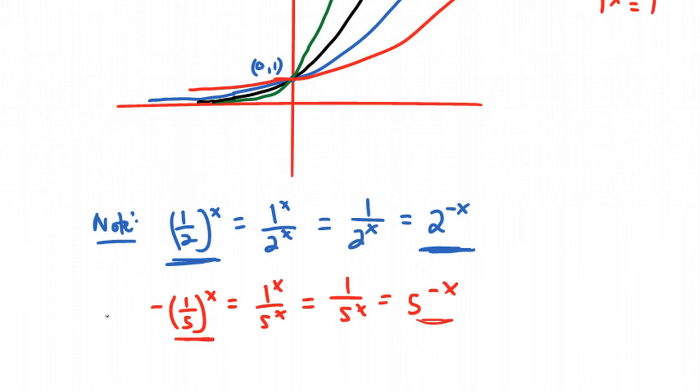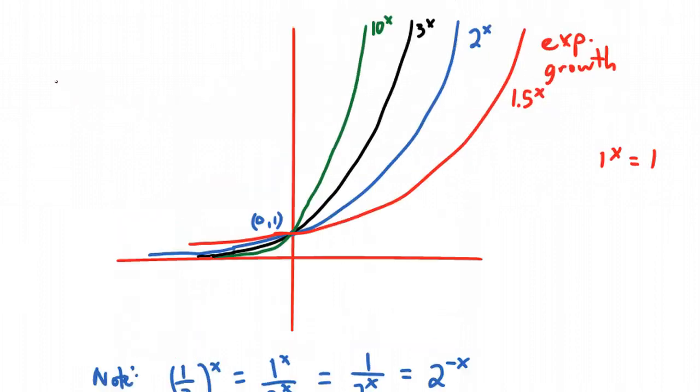And by the way, you could write these as decimals. 1/5 is 0.2, so 0.2 to the x, and 1/2 to the x is 0.5 to the x. So if you see something like 0.5 to the x, recognize it's the same thing as 1/2 to the x, and that would be the same thing as 2 to the negative x. So what do these functions look like?